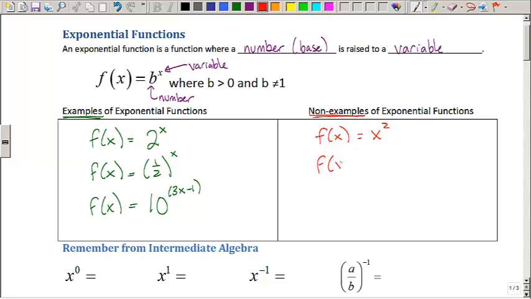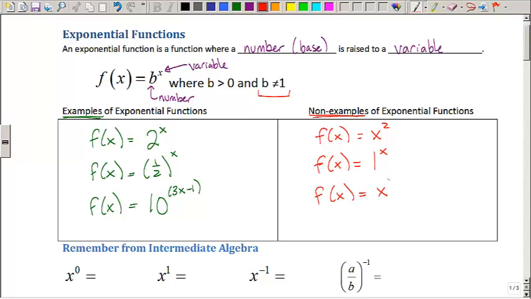A couple more non-examples for you. Some students often confuse this one for an exponential function, 1 to the x. They'll say, oh look, 1 is a number, this is a constant in the base, and x is a variable in the exponent. But this one does not qualify as an exponential function because of the property where b cannot be equal to 1. This is a kind of boring function because if you plug any number into the exponent, 1 to any number is 1. 1 to the 1 is 1, 1 to the 2 is 1, 1 to the 15 is 1. It's a very boring function and does not have the same properties, so we don't classify it as an exponential function.